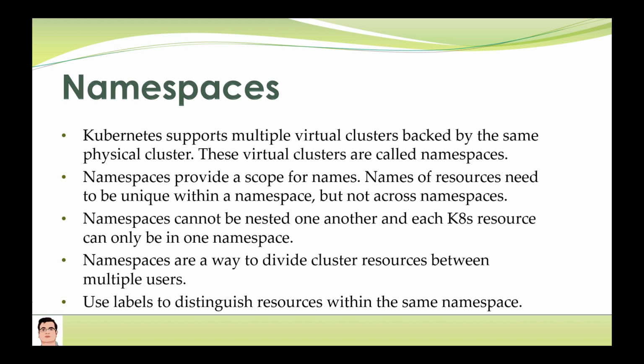Namespaces provide a scope for names. Names of resources need to be unique within the namespace, but not across namespaces. This means you can use the same object name in different namespaces. For example, if you created a test pod, you can create the same test pod in the QA namespace also. But within a namespace, you can't use the same name for objects; it should be unique. Namespaces cannot be nested within one another, and each Kubernetes resource can only be in one namespace.